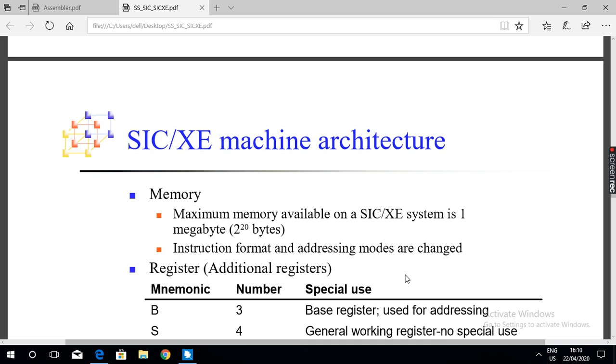Next, 3 consecutive bytes of memory locations form one word. Therefore we can say the memory structure of the SIC/XE extended model is similar to SIC. The only difference is that you have more memory here: 2 raised to 20 bytes, that is 1 megabyte of memory.